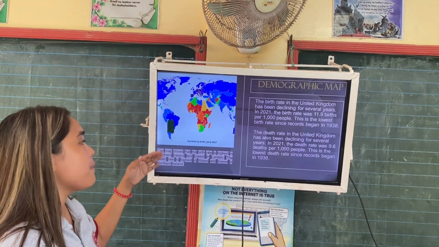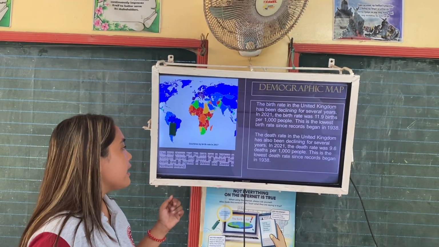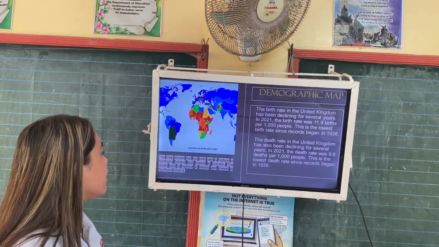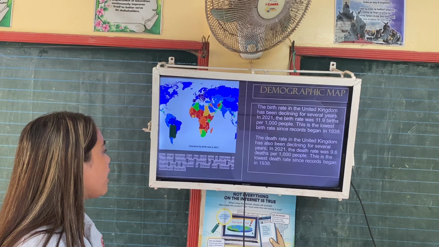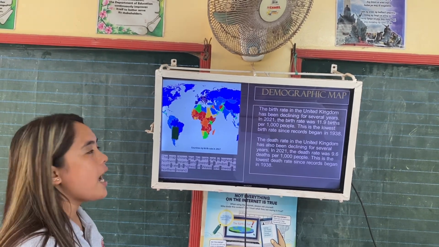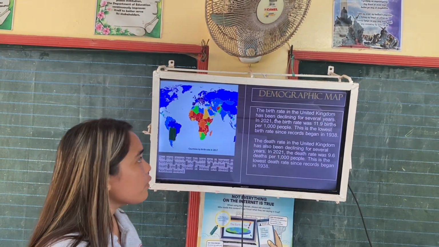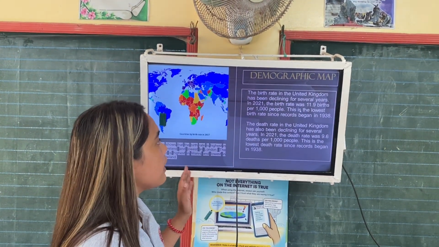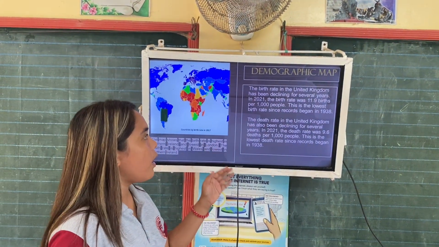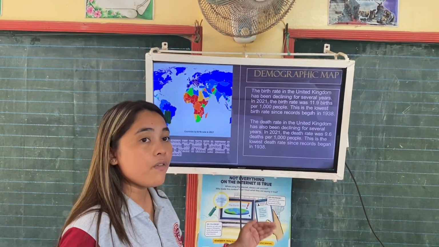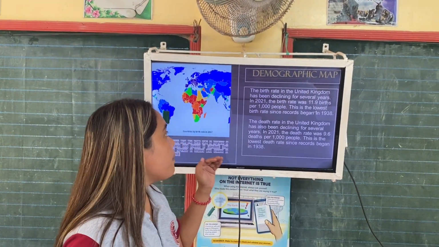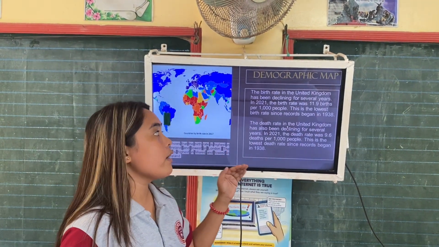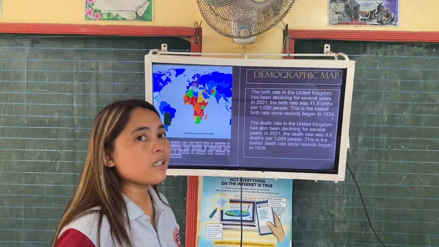So this map shows that the birth rate is highest in Northern Ireland and lowest in London. The death rate is highest in Wales and lowest in Northern Ireland. The birth rate in the United Kingdom has been declining for several years. In 2021, the birth rate was 11.9 births per 1,000 people. This is the lowest birth rate since records began in 1938.